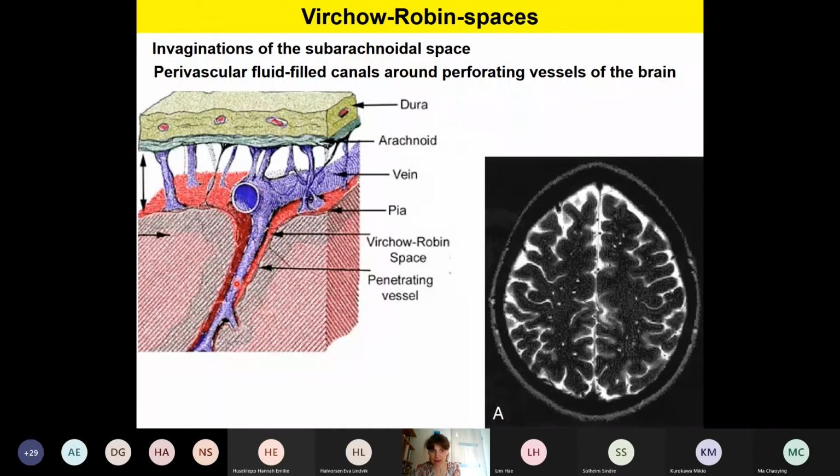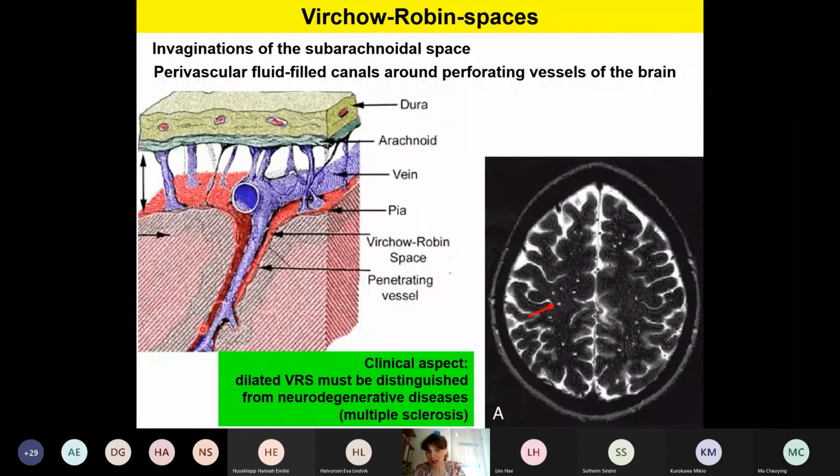So the vessels which enter the brain are followed by the pia mater and by these small fine canals called Virchow-Robin spaces. And these are also clinically important because they can be enlarged, and these dilated Virchow-Robin spaces must be distinguished from neurodegenerative diseases. So in multiple sclerosis, for example, we have lots of these dilated spaces. Normally, some dilated spaces can also occur.